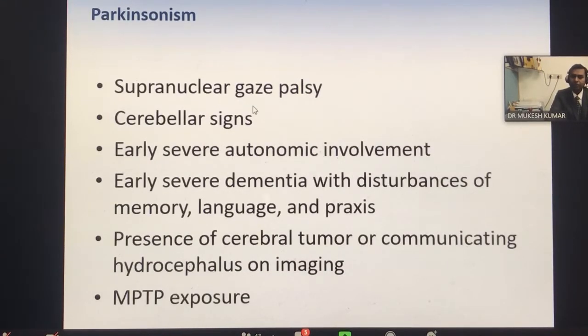Atypical features are supranuclear gaze palsy, cerebellar signs, autonomic involvement, and dementia. Dementia is usually seen with PSP. Gaze palsy with PSP, cerebellar signs with MSA, autonomic involvement with MSA, and cerebral tumor, and MPTP exposure. This is a toxin which is usually used by farmers in the field.